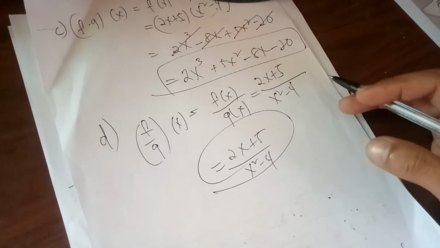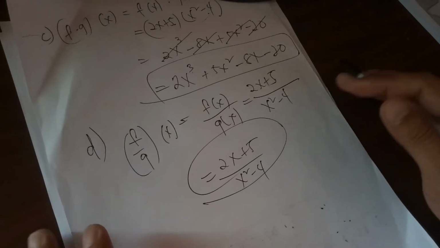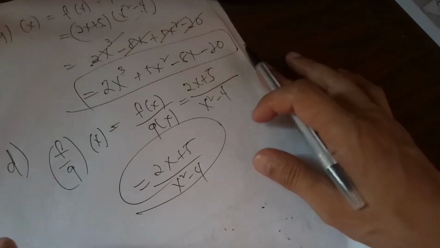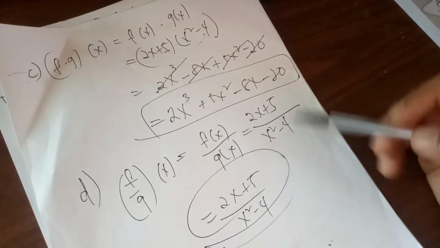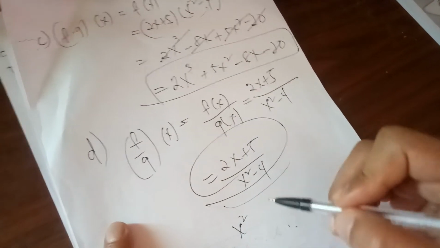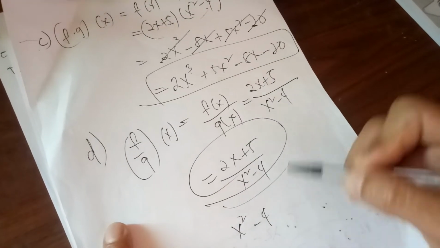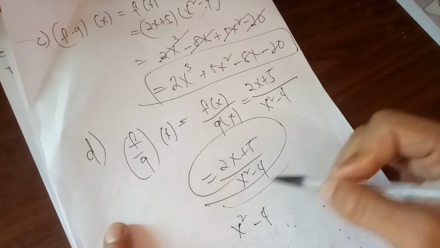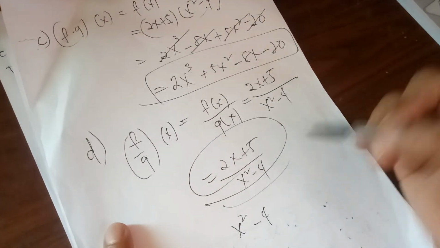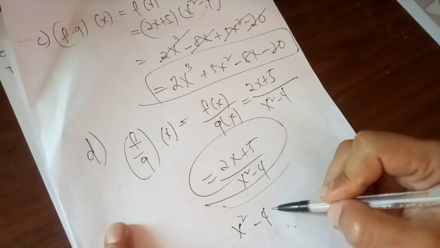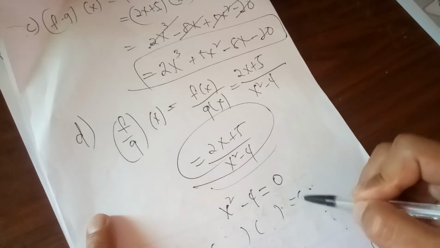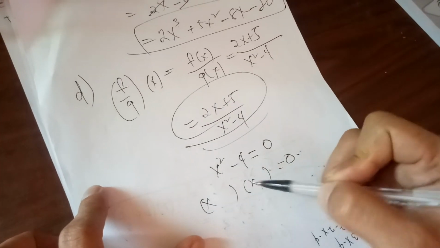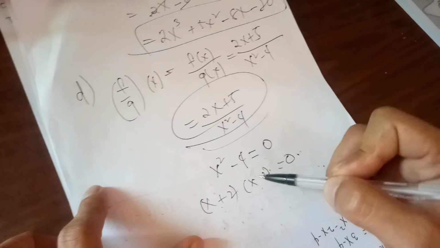Now, if I may ask, what is the possible value of x that will make all of this become undefined? Okay, if we take x squared minus 4, the denominator should not be 0 because it will be undefined, no? That is always avoided. Okay, now if we let this equal to 0, let us factor x squared minus 4. This is x plus 2, x minus 2.